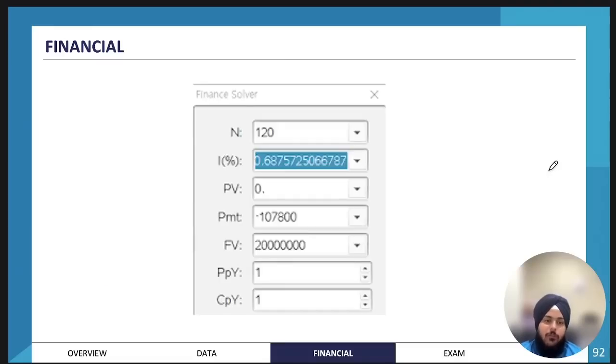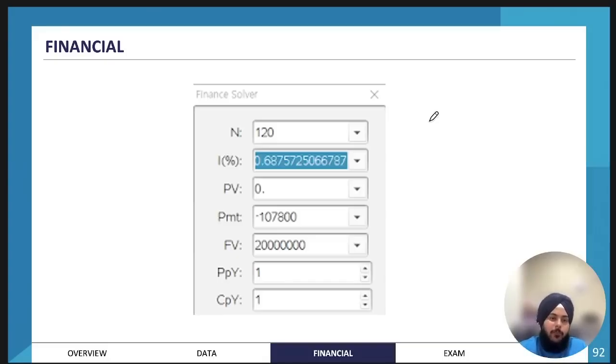So here is what the finance solver might look like. If you haven't seen this before, which I doubt, you will have N. N represents the number of periods. So if you're looking at a 2-year investment compounding monthly, then it would just be 2 times 12. That's how many periods the interest is compounded overall throughout the term of the loan.